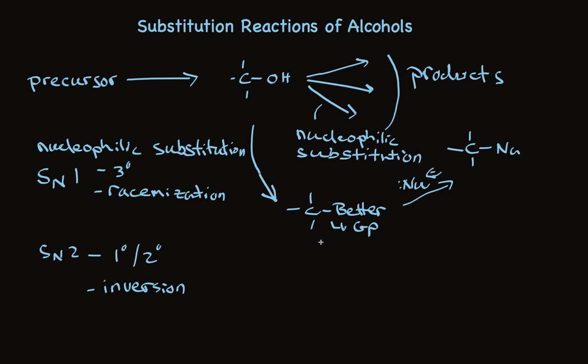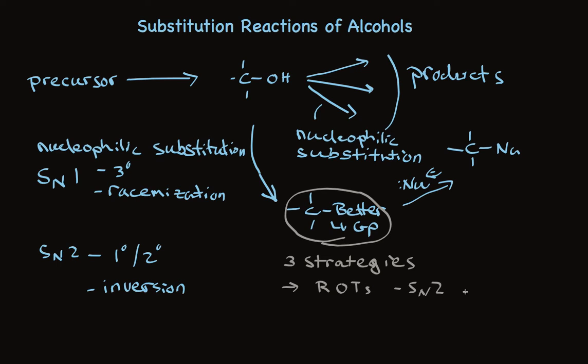So what are the strategies for turning an alcohol into something with a better leaving group? There are three strategies. One is to make R-OTs. We've already talked about this. The tosylate is an extremely good leaving group, and this works for SN2 chemistry. And there's a wide variety of nucleophiles.